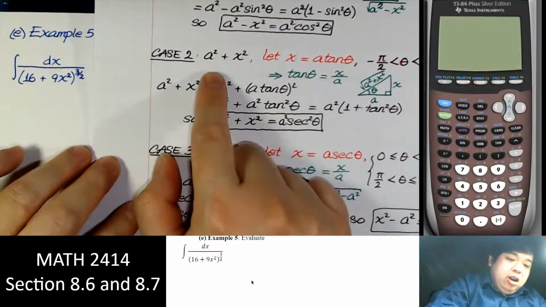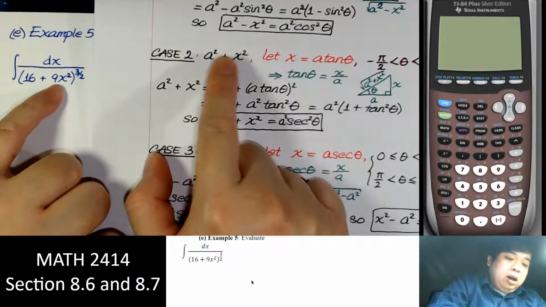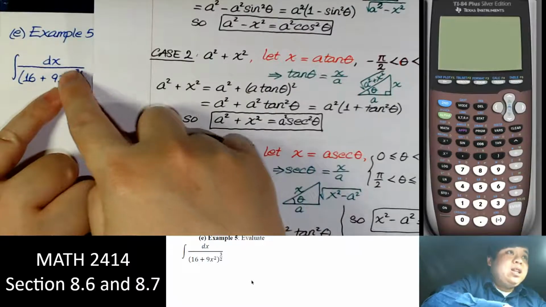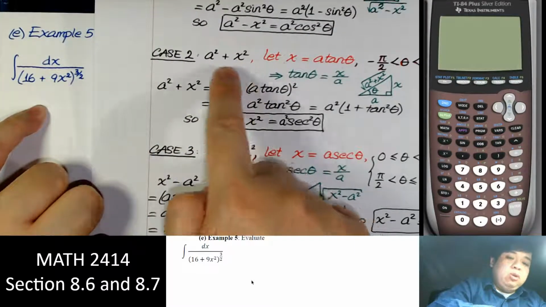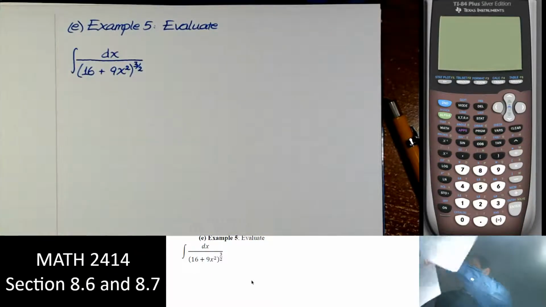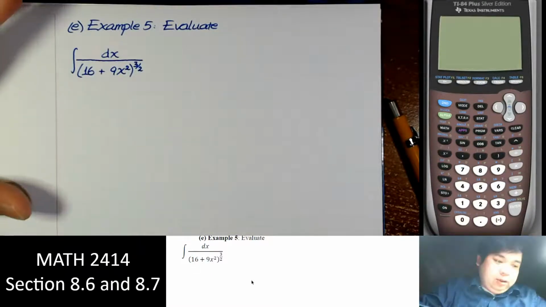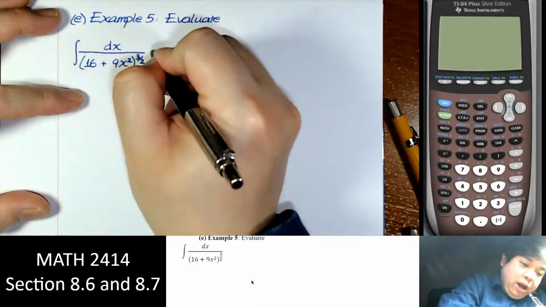Now, the difference here is we have a constant square. Yes, that's 4 square. But here we only have x squared instead of the 9. So we have to take care of the 9 first before we're going to use the trig substitution. But first, let's move the dx to the back.